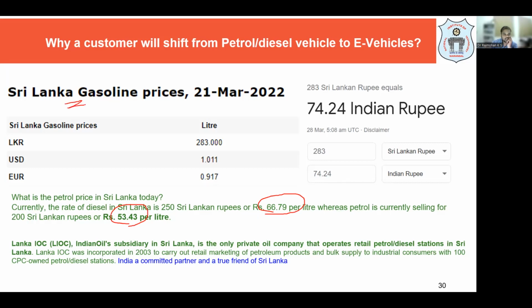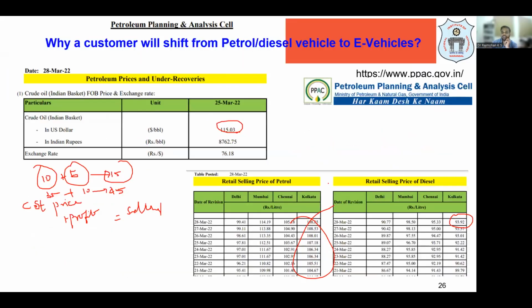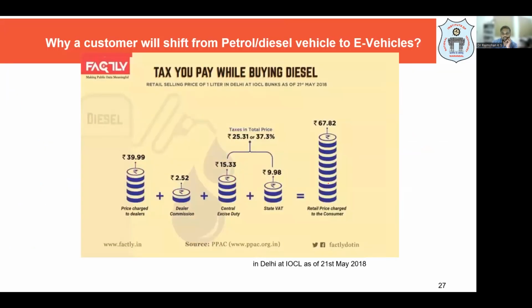Sri Lanka is under tremendous economic crisis. Still, Sri Lankan gasoline price is around 283 Sri Lankan rupees, which if you convert today is equal to 74 Indian rupees. How much are we paying here? We are paying around 108 rupees.